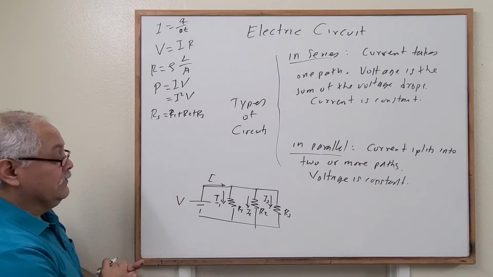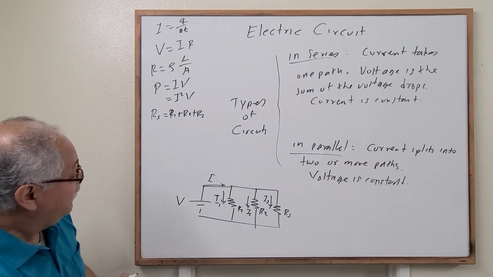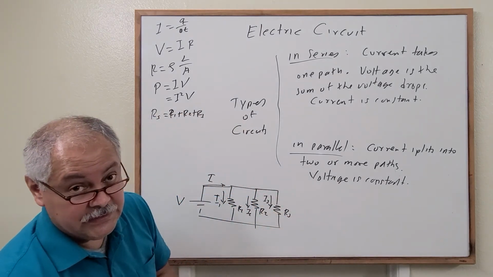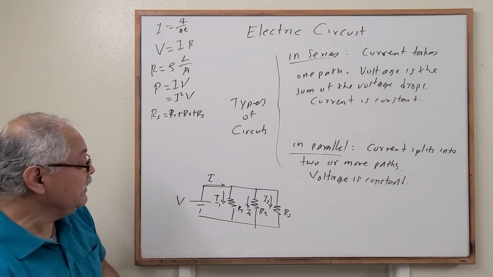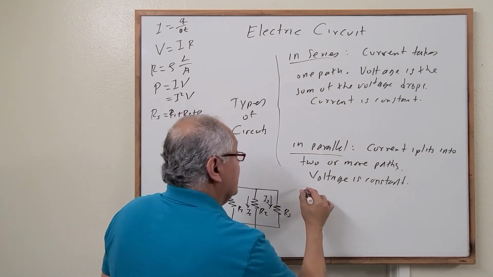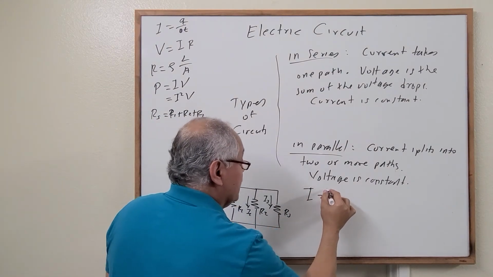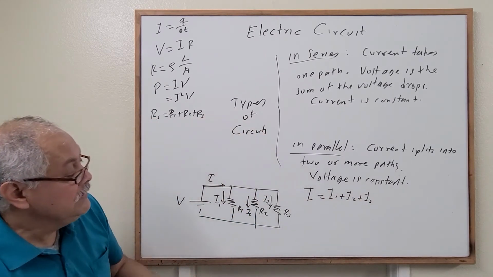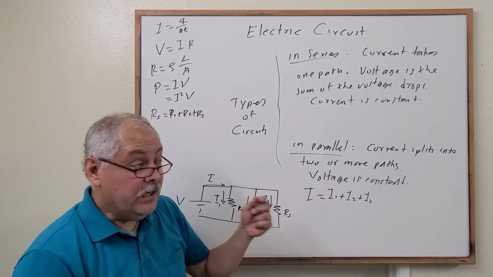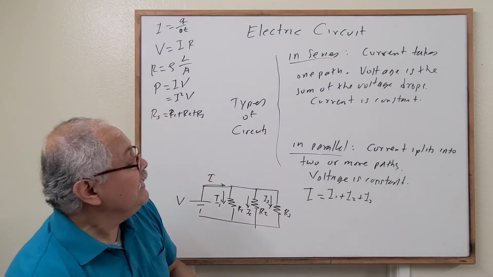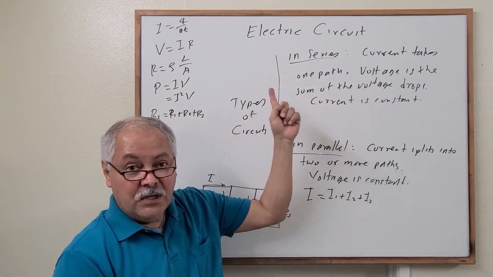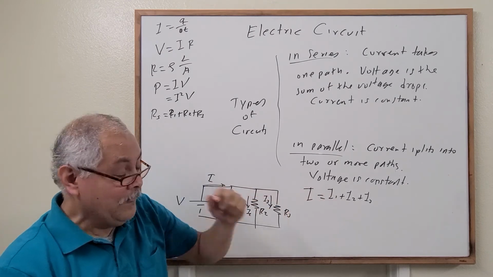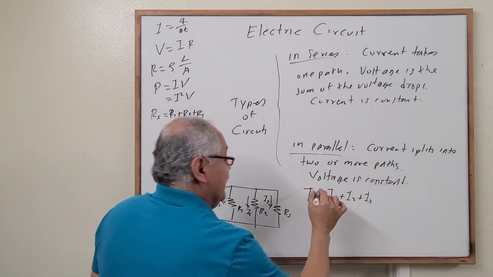And this is the voltage. The voltage, we mentioned, is constant when the circuit is in parallel, correct? But what about the current? The total current equals current 1 plus current 2 plus current 3, right? This is conservation of charge, correct? And in this case, we also have conservation of energy. Okay, perfect.